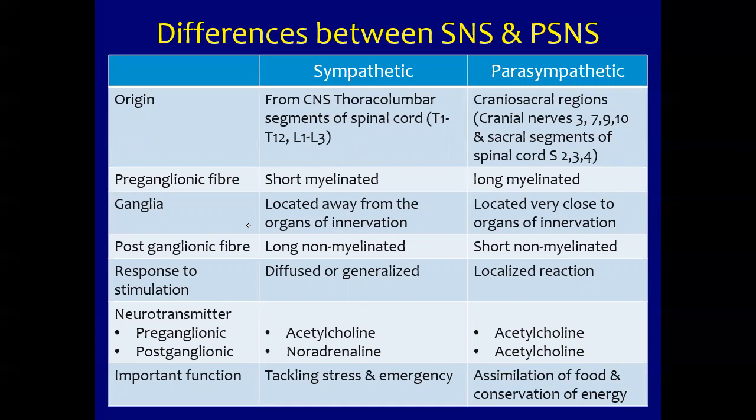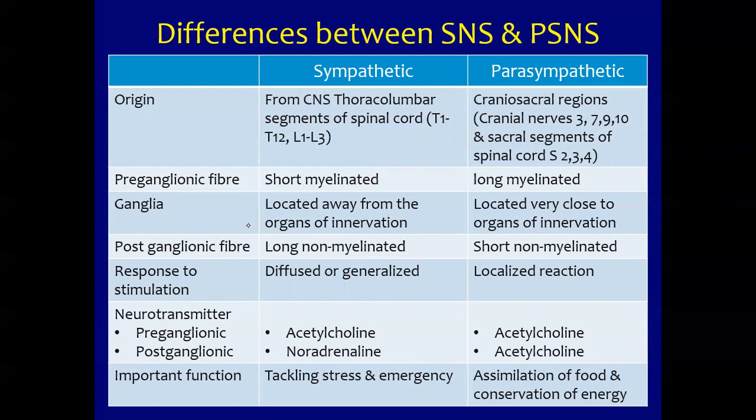The response to stimulation: generally sympathetic is diffuse and generalized, all of a sudden everything in the sympathetic nervous system is activated depending upon the situation. I will go to that figure later and explain. In the case of parasympathetic, it is localized, one by one. And the neurotransmitter: you can figure out that in all the cases preganglionic, both sympathetic and parasympathetic, it is acetylcholine. In postganglionic, at the level of the effector organ, it is norepinephrine in the case of sympathetic, and in the case of parasympathetic, it is acetylcholine.